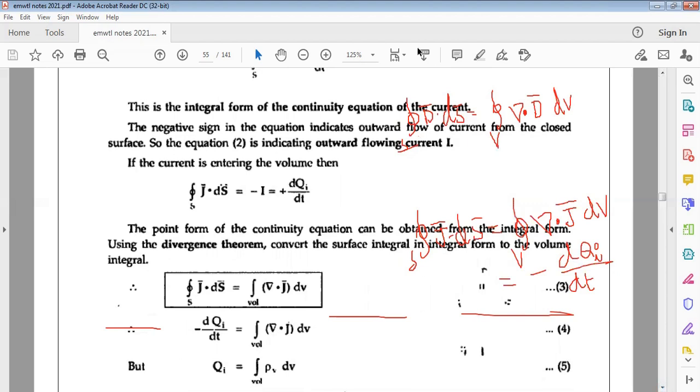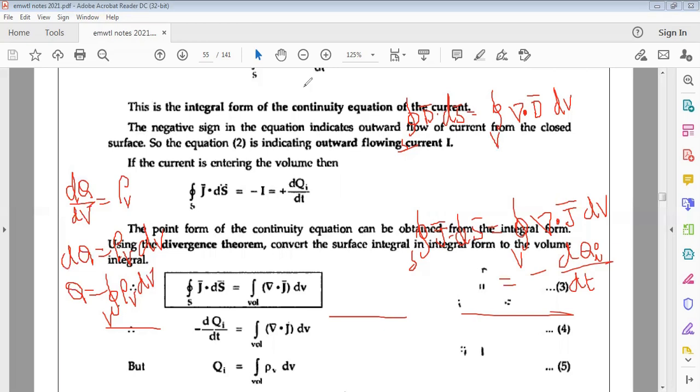But we know the charge density: rho v, the volume charge density, is dq by dv, or otherwise dq is equal to rho v into dv. Got it, my students? Applying the integral on both sides, the left-hand side becomes q, and the right-hand side becomes the volume integral of rho v into dv. So q is equal to the volume integral of rho v into dv.